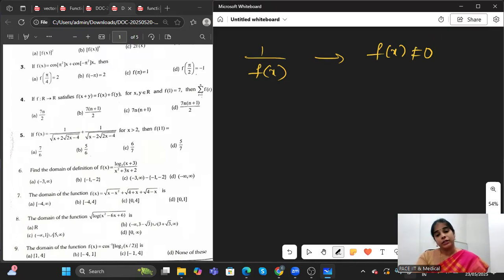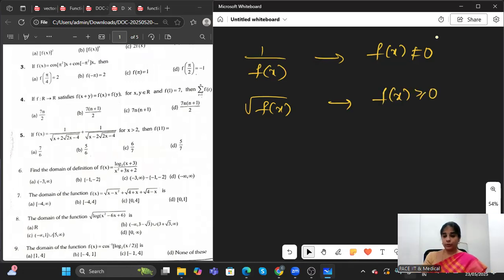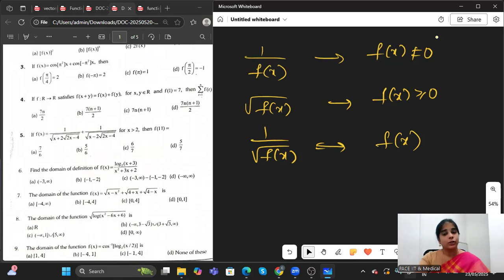Now, if I have root f of x, which means under the root, whatever the value is, f of x will always be greater than or equal to 0. So the value under the root should always be positive or it can be equal to 0. Now, if I have 1 by root f of x, what does that mean? Your f of x, as it is under the root, can be greater than or equal to 0. But it is in the denominator, so it is strictly greater than 0 there.